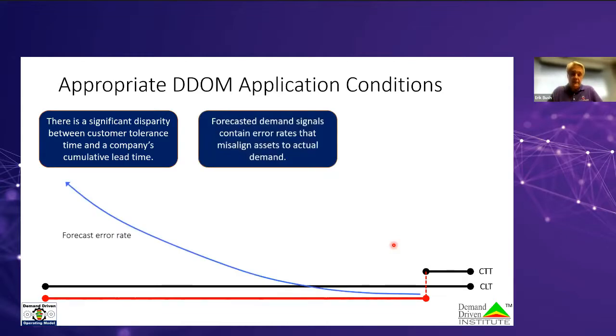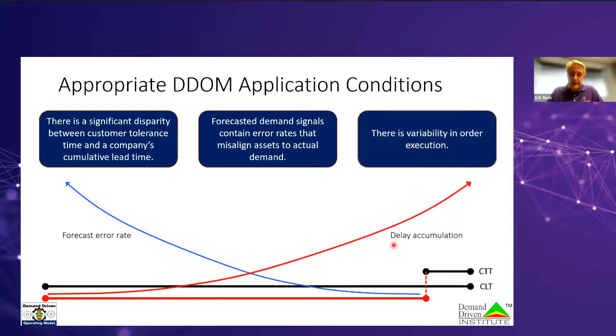And the problem has been historically, and the real advent of DDMRP was meant to help us address this, was that the longer that time window becomes, the longer that gap between customer tolerance time and our cumulative lead time, the further out we need to be in the future in our forecasting. And obviously, the longer out that horizon becomes, the more we are going to be prone to forecast error. So forecasted demand signals are going to get farther and farther askew of what the actual consumption rates will be in the future, the longer that gap is between customer tolerance time and our cumulative lead time.